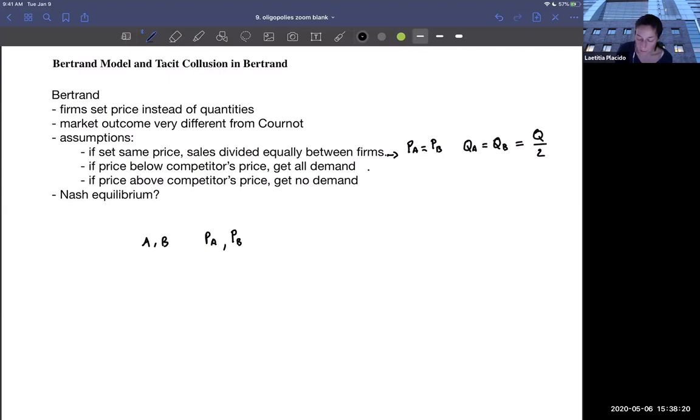Then what happens if firm A sets a price below the price set by firm B? Well, in that case, demand goes to the lower price, okay? Because we're dealing with a good that's exactly the same, the consumers are going to buy from the firm that sells the cheapest. So in that case, QA is equal to the whole market demand. Last scenario, if firm A sets the price above the one set by firm B, then QA gets no demand at all. So it's like demand is perfectly elastic between firms. That's the assumption we need to solve that problem. So what is the Nash equilibrium here?